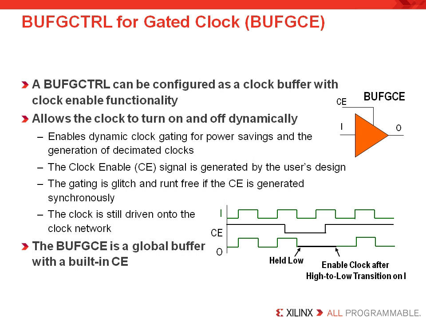The BUFG control primitive can be configured as a clock buffer with an input clock enable. This allows the clock to turn on and off dynamically, which saves dynamic power consumption. The behavior of this primitive is shown in the timing diagram on this slide. As you can see, when the clock enable port gets pulled low, the output is effectively deactivated. But for best results, the clock enable should be synchronous. The BUFG clock enable primitive must be instantiated and unfortunately cannot be inferred.